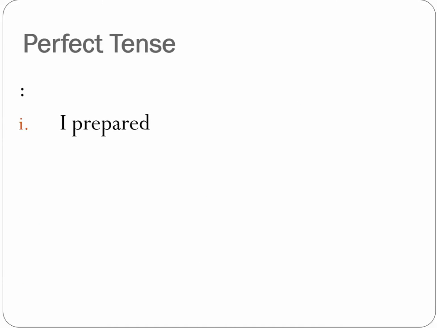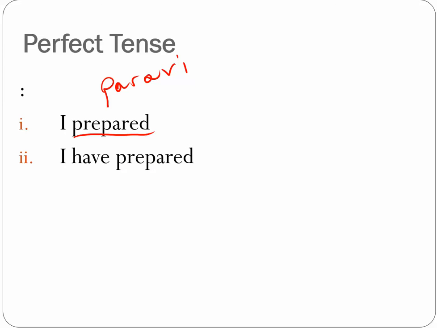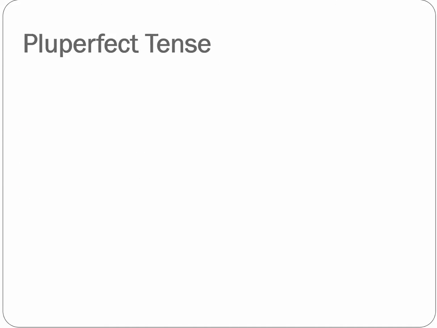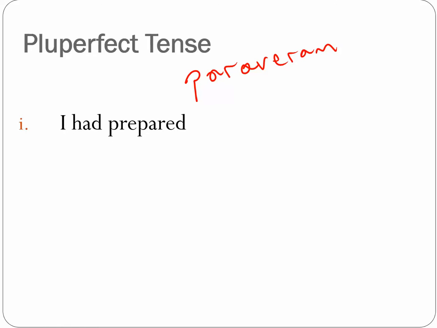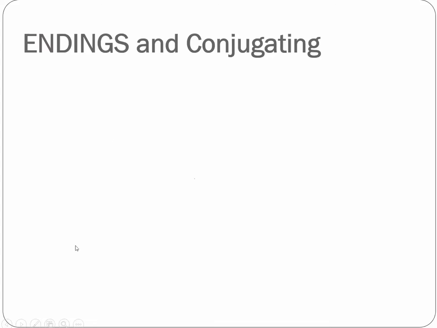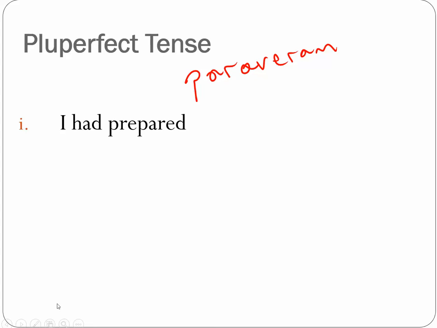Perfect tense. So if I saw parawi, it can say I prepared, I have prepared, or I did prepare. Pluperfect tense. If I saw paraweram, I had prepared. That's it. You have one option for pluperfect. Done.